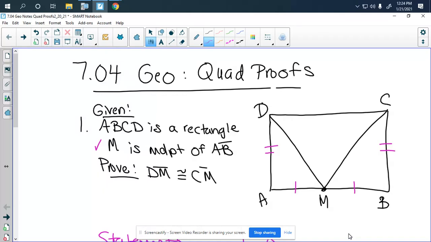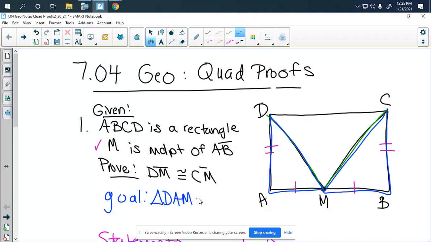But before I start marking all of that, I'm going to work backwards. So I know that I want to get segment DM, and I'm going to make that green, DM congruent to segment CM. Whenever I'm trying to get two segments or two pairs of angles congruent, I ask myself, are they a part of two different rectangles or two different triangles? And they are here. They are a part of triangle DAM and triangle CBM. So if I can get those two triangles to be congruent, then I could get those two green segments, segment DM and segment CM, to be congruent as well.